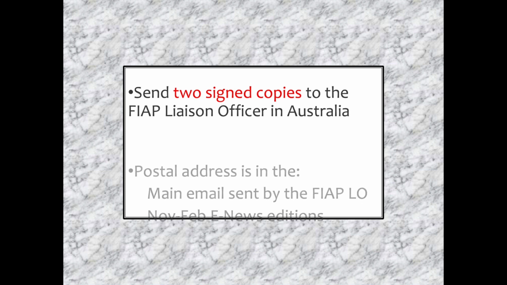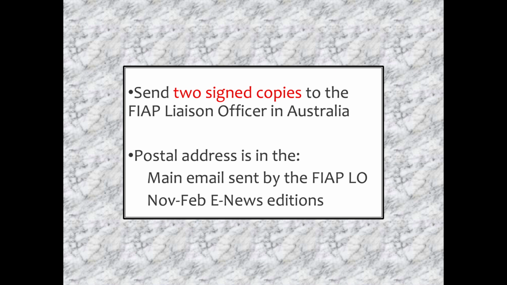The postal address to which you send page B will be in the FIAP Distinctions Notice in e-News. This notice will be in the November to February editions. It will also be in the email sent to you by the FIAP Liaison Officer. This email will be sent from October onwards, provided you have registered with them as you need to do.